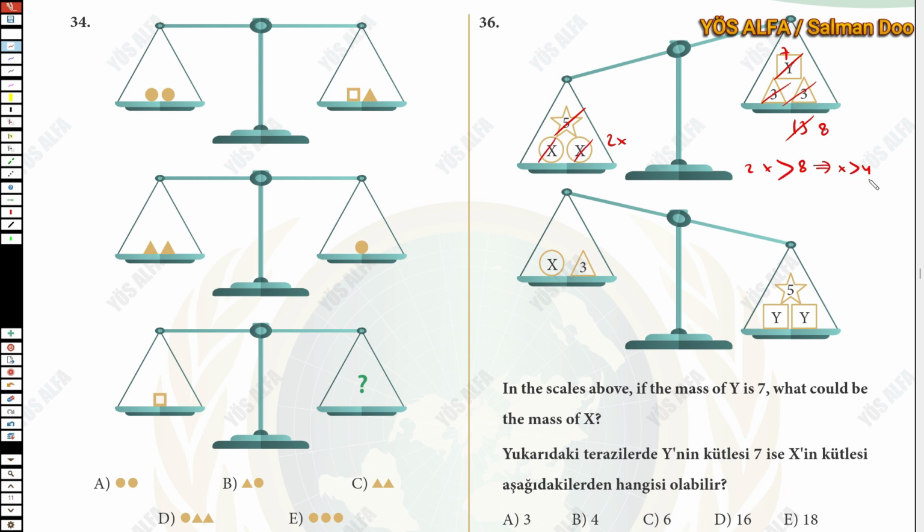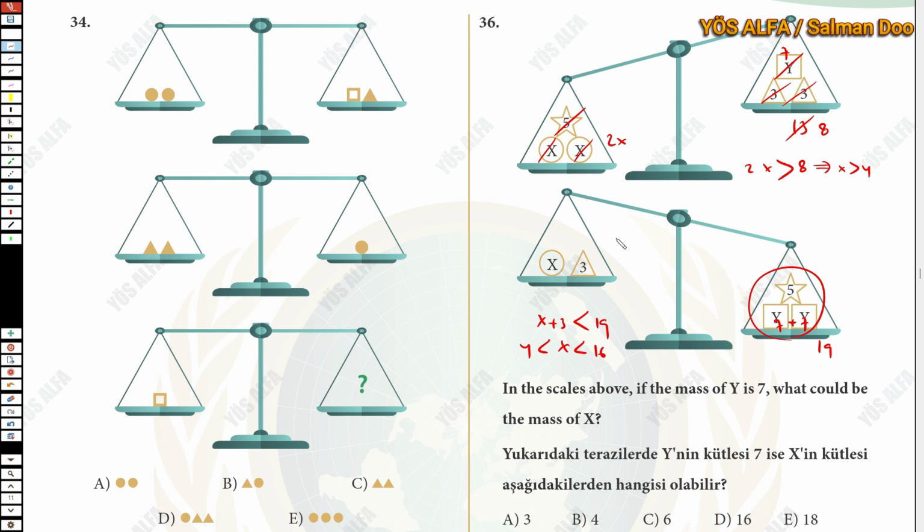So x is heavier than 4 from here. And look at the second balance. Y is 7, and we have 7 over here too. So the total weight is 14 plus 5, which is 19. So x plus 3 is less than 19 from this balance. So x is less than 16, and x is larger than 4.